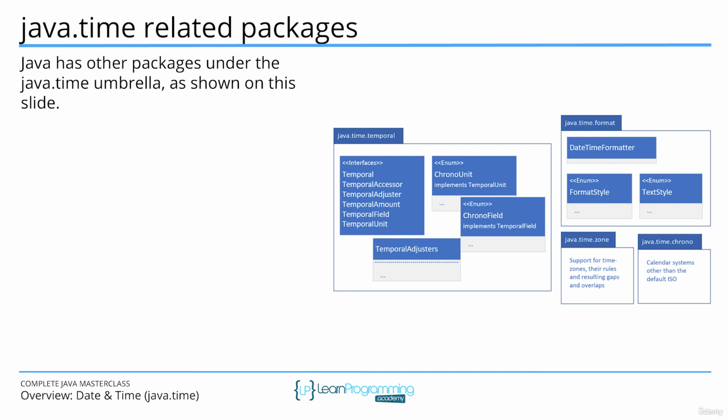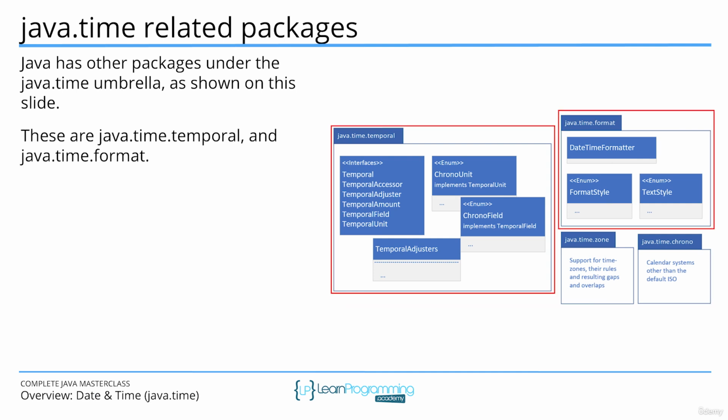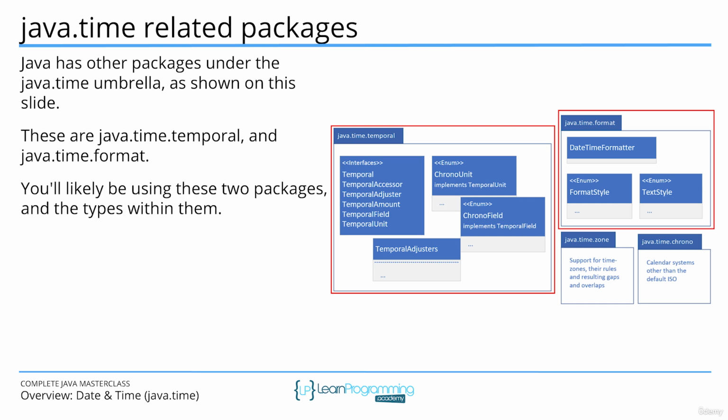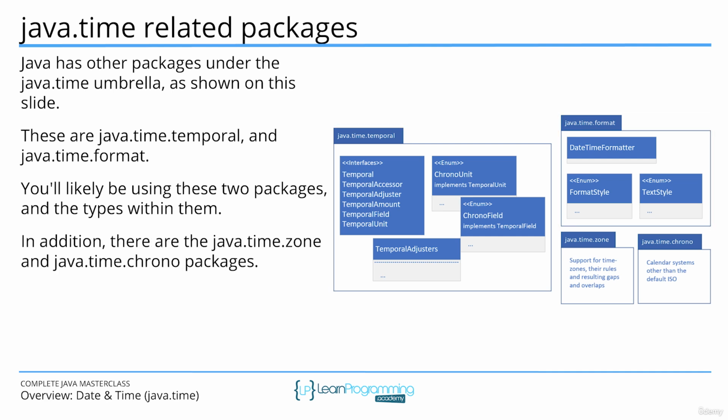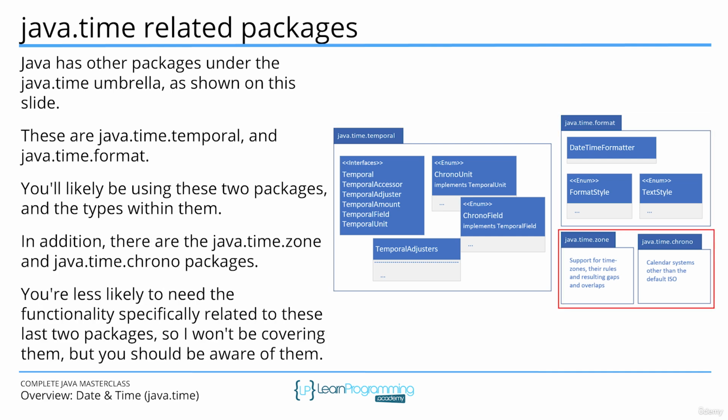Java has other packages under the java.time umbrella as shown on this slide. These are java.time.temporal and java.time.format. You'll likely be using these two packages and the types within them. In addition, there are the java.time.zone and java.time.chrono packages. You're less likely to need the functionality specifically related to these last two packages, so I won't be covering them, but you should be aware of them.